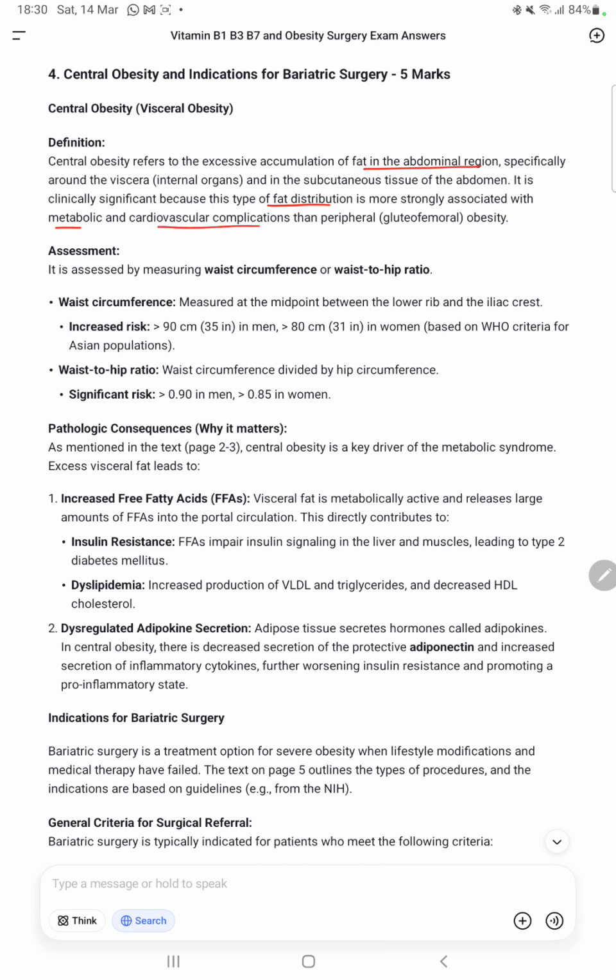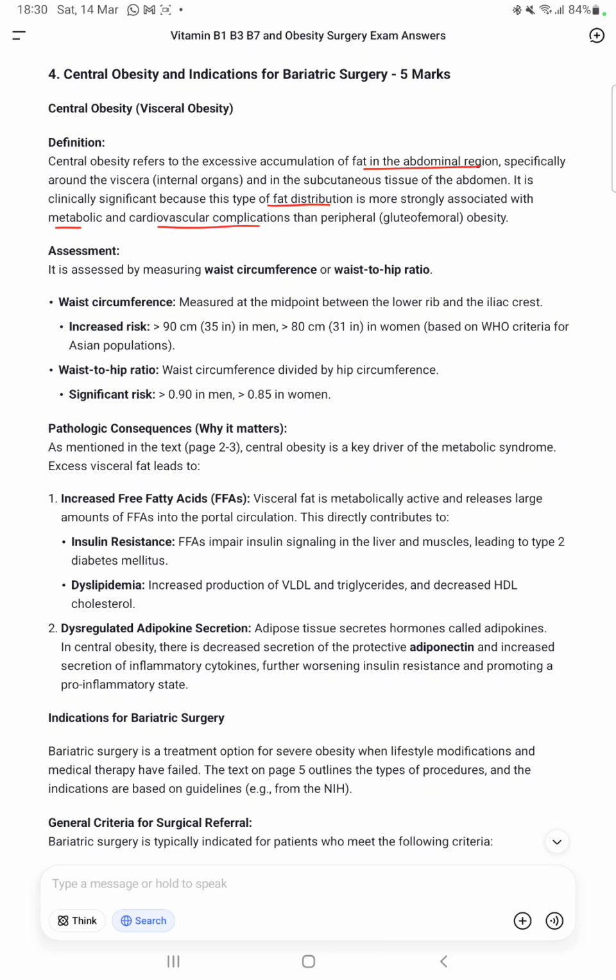Then the assessment is done by measuring the waist circumference and waist to hip ratio. The waist circumference is measured at the midpoint between the lower rib and the iliac crest. So if it is more than 90 centimeters in men and more than 80 centimeters in females for the Asian population, and for the Western population more than 102 centimeters in men and more than 88 centimeters in females. The waist to hip ratio, if it is more than 1 in men and more than 0.85 in females, is considered to be obesity.